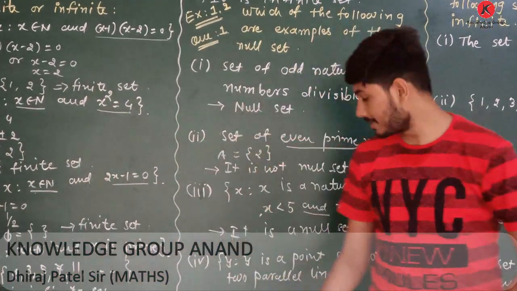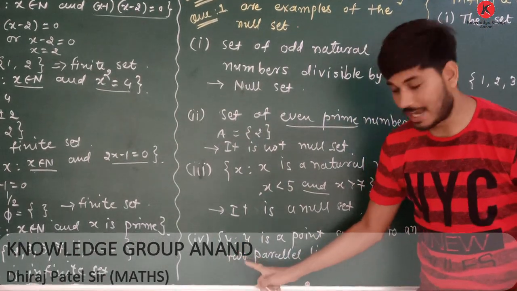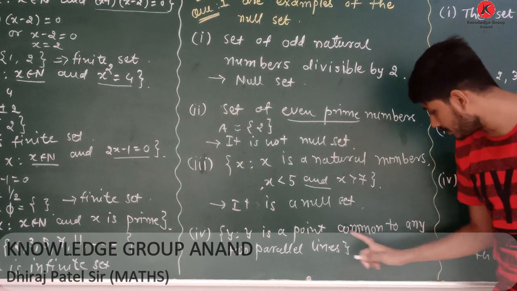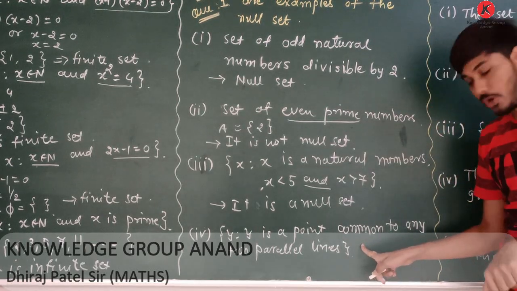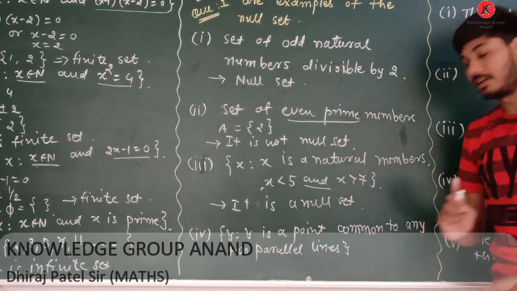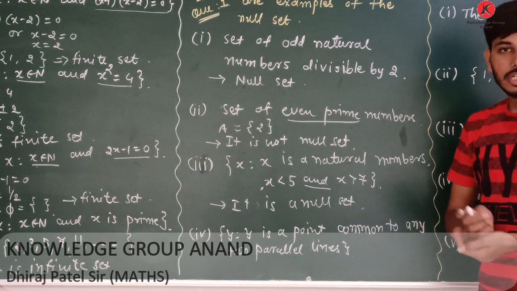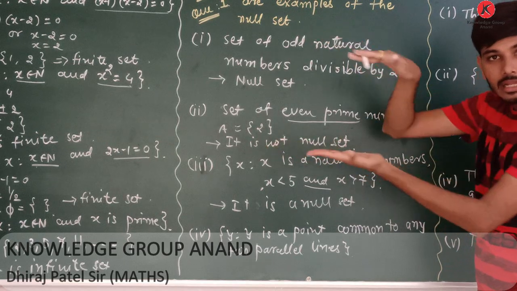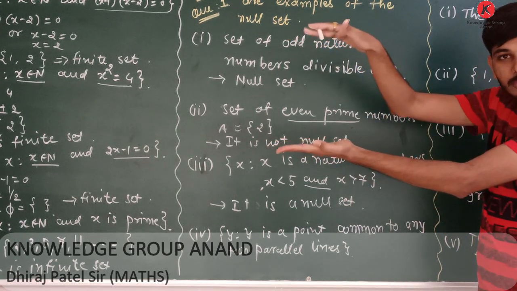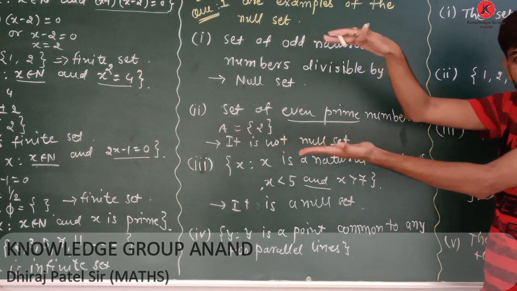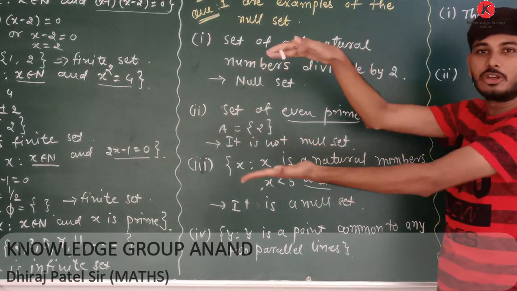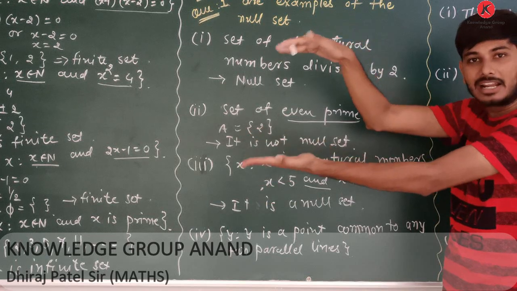Here they are changing the variable. Y such that y is a point, a common point to any two parallel lines. If two parallel lines are there, then is there a common point? There is no existence of any common point between two parallel lines.